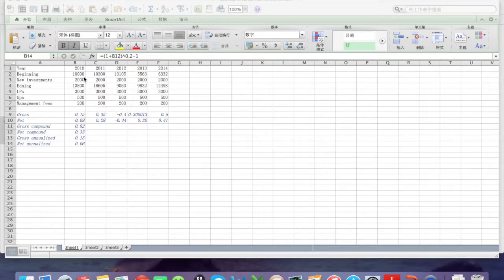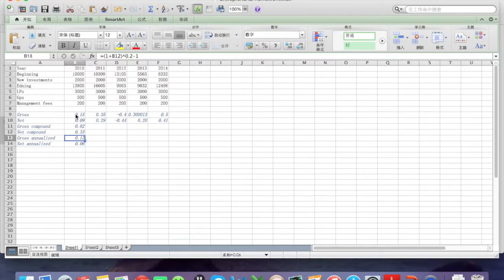This is Huang, and for the question 3.1, here's the spreadsheet. And based on this data, we got the gross returns for each of the years, and the net returns, gross compounded return, net compounded return, gross annualized return, and net annualized returns.